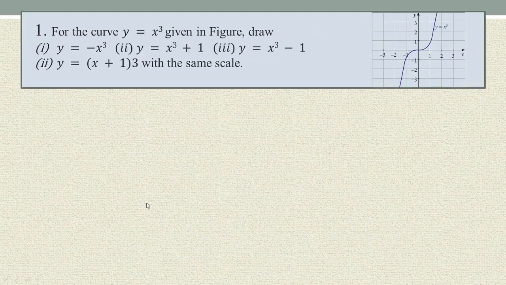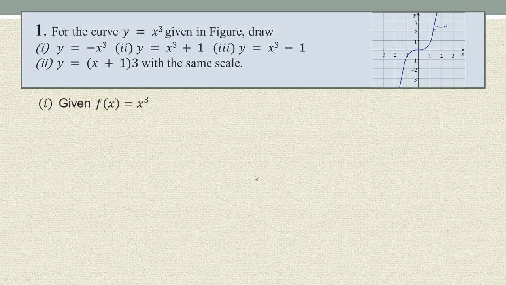Now we'll move on to the exercise problem. First question. For the curve y is equal to x cube, given in the figure, draw y is equal to minus x cube. We have 4 subdivisions. First we'll discuss the first subdivision: y is equal to minus x cube.